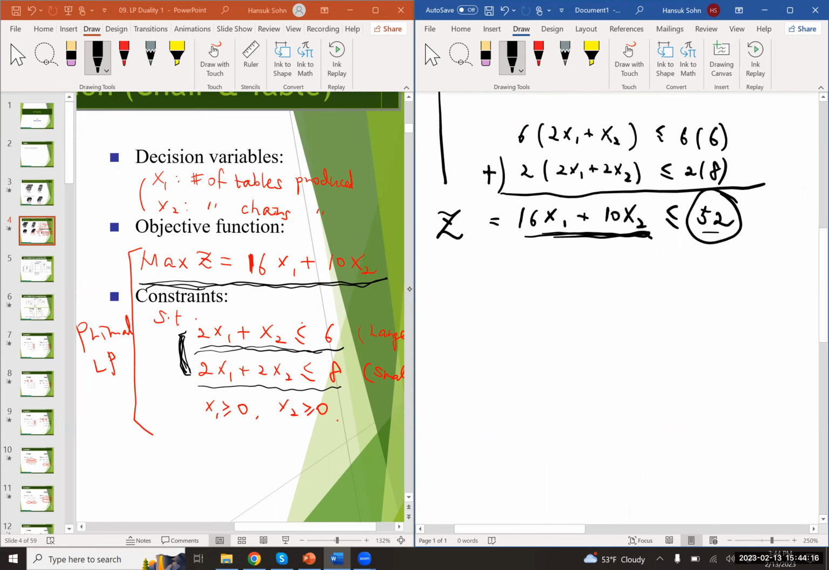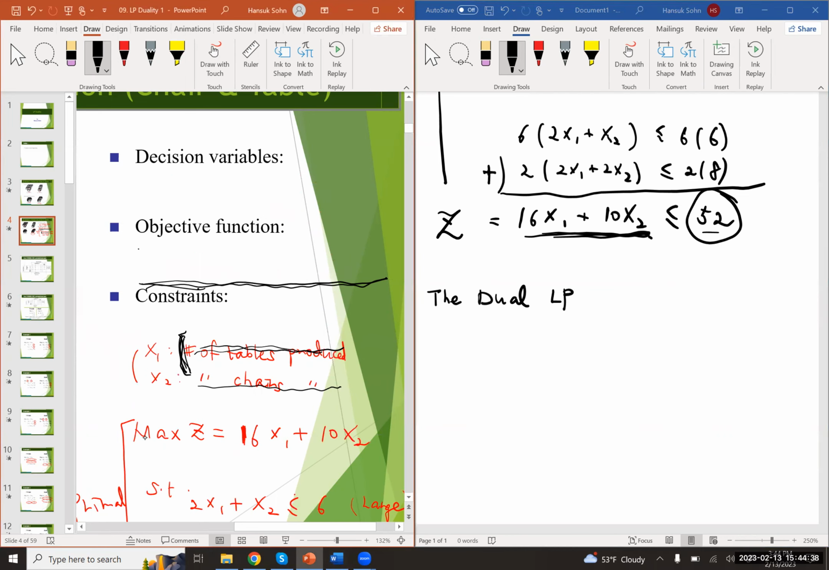Now let's put this idea together in a mathematical framework. So now I'm going to talk about the dual problem, the dual LP versus this primal LP.